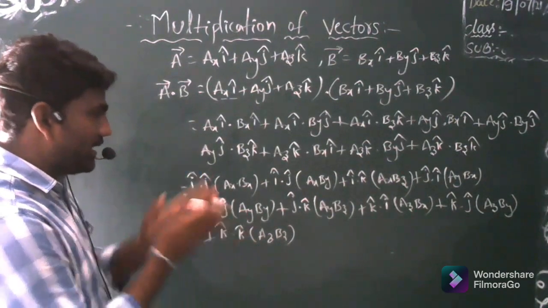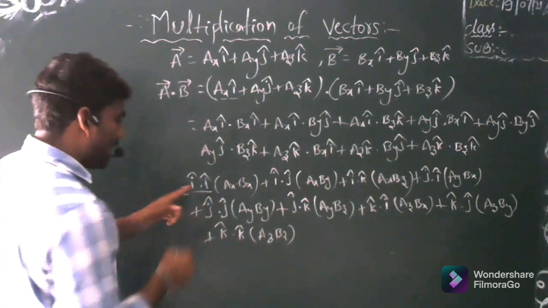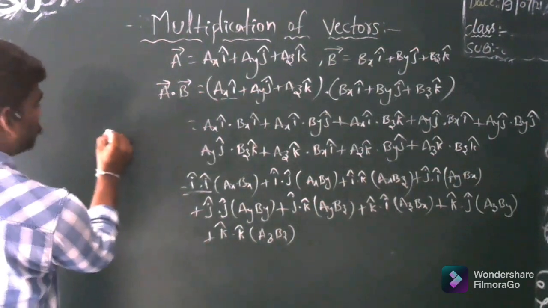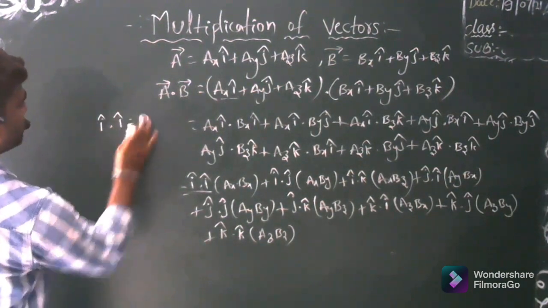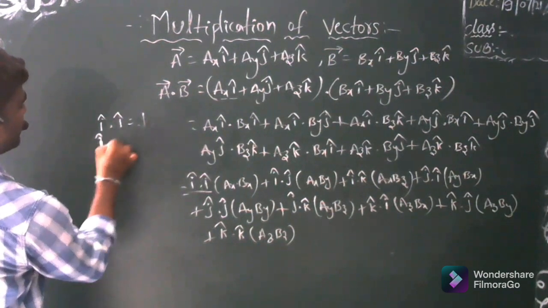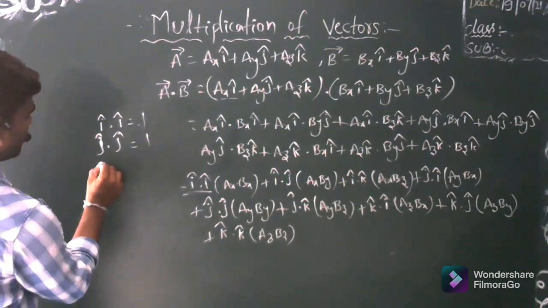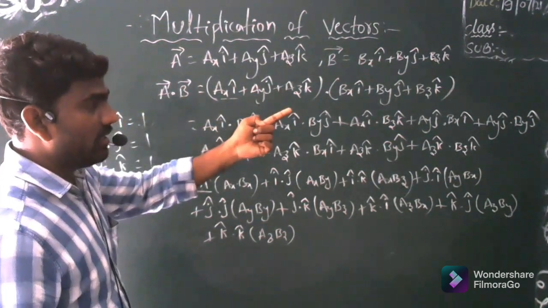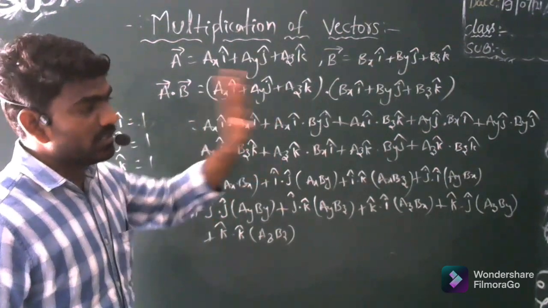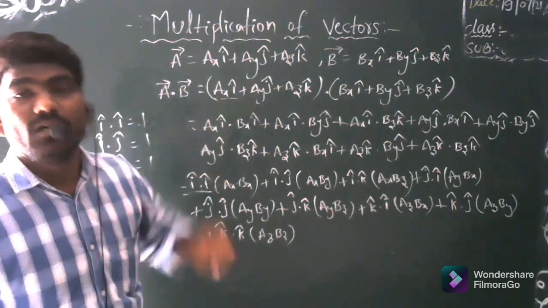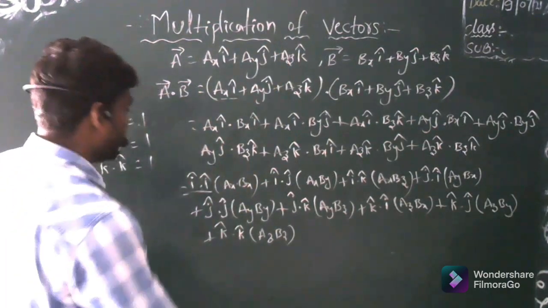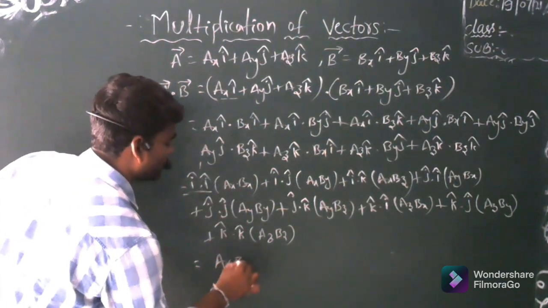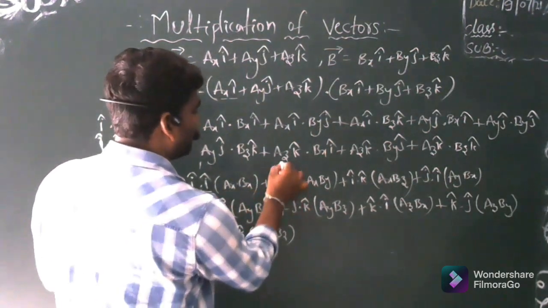Now try to reduce this first. Just now we have seen that i cap dot i cap is 1, so you should remember those values. i cap dot i cap is equal to 1, j cap dot j cap is also 1, k cap dot k cap is also 1. In the remaining cases, i dot j, j dot k or k dot i, in all cases you will get 0, because the angle between those unit vectors is 90 degrees, right? Now i cap dot i cap is nothing but 1, so 1 into Ax Bx you will get as Ax Bx, plus here i dot j, what will it become? It is 0.